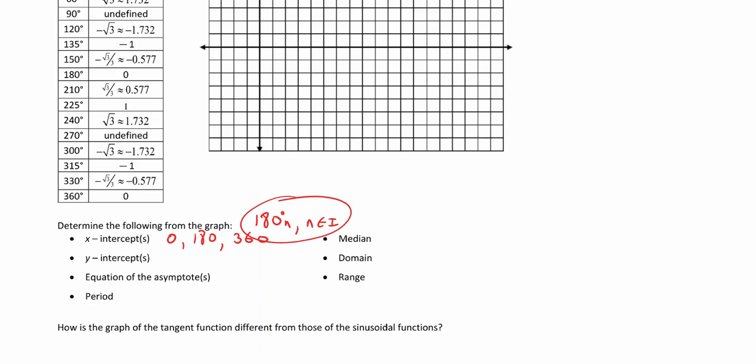The y-intercept, so where does the y-intercept happen? So the y-intercept happens at y is equal to 0, right? That's where we start. We started at that middle, or at the origin there. The equation of the asymptotes, again, this is a great question for you to be asked, right? So this would be at 90 degrees, this would be at 270 degrees, right? And so on. So going up by 90 degrees or 180 degrees after you get to 90.